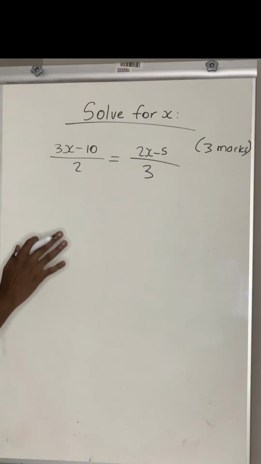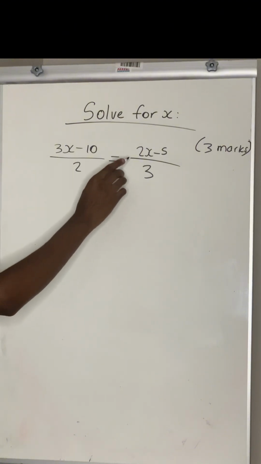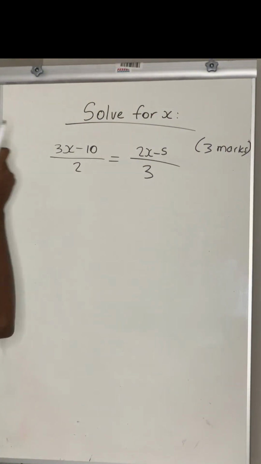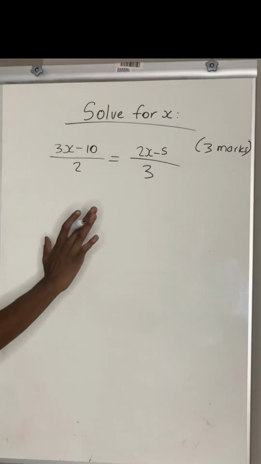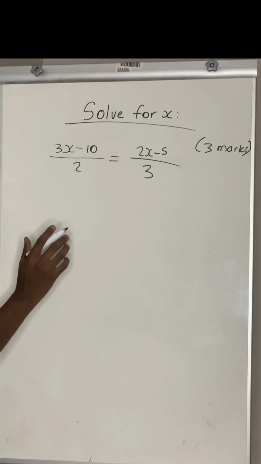Now this is slightly longer. (3x − 10)/2 = (2x − 5)/3. Okay, it's not difficult again. We'll do it step by step.